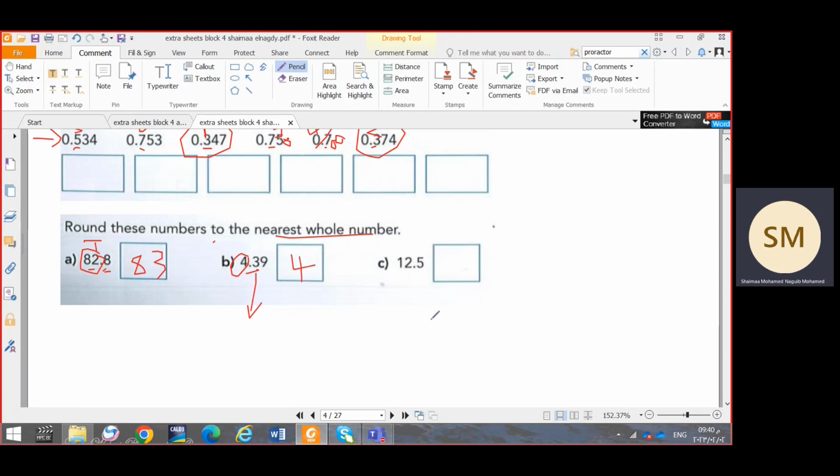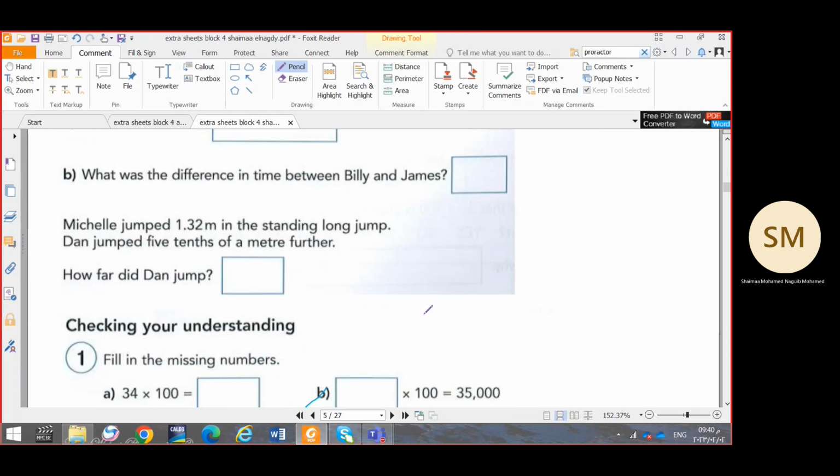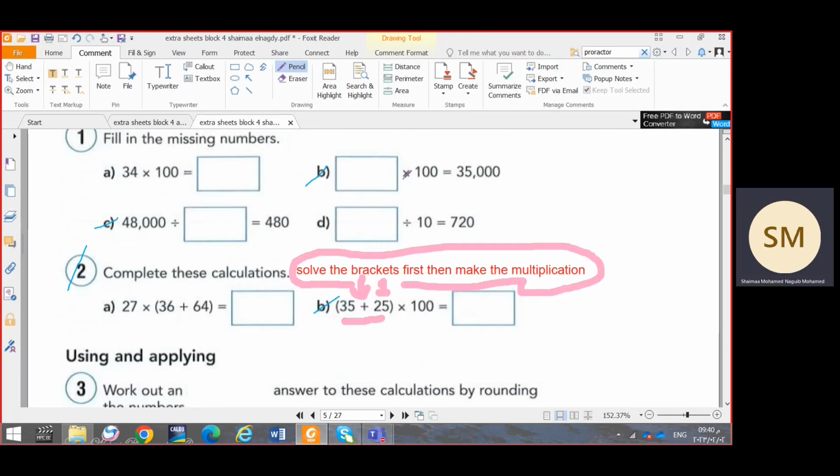Okay. طيب what about this one? You will find 12. Okay, and this is 5. Okay, I will say to myself this is 5, I will add 1 to the 12, so it becomes 13. So it will be 13. Let's go. يا رب الصوت يطلع. Let's go to this one, fill in the missing numbers.